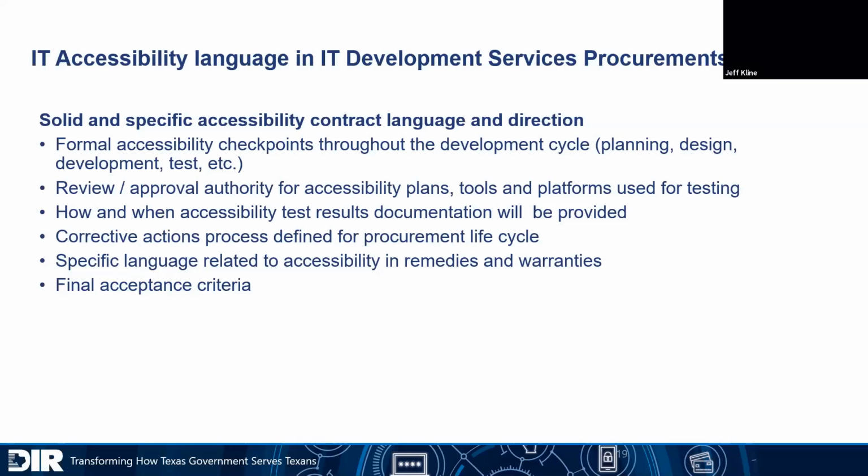And language in there on how test results are going to be provided and when, what the corrective actions process is and how that's defined in the life cycle when things are discovered either pre-production or post-production. Specific language related to remedies and warranties, if you don't feel like it's well covered in the overall remedies and warranties, and some final acceptance criteria that you can establish.